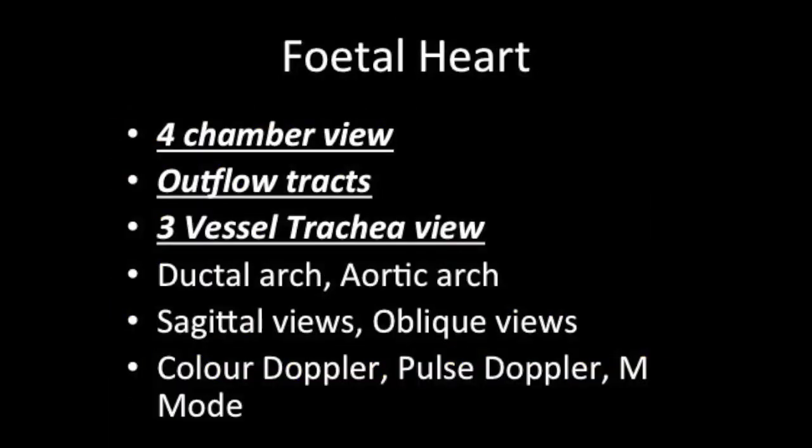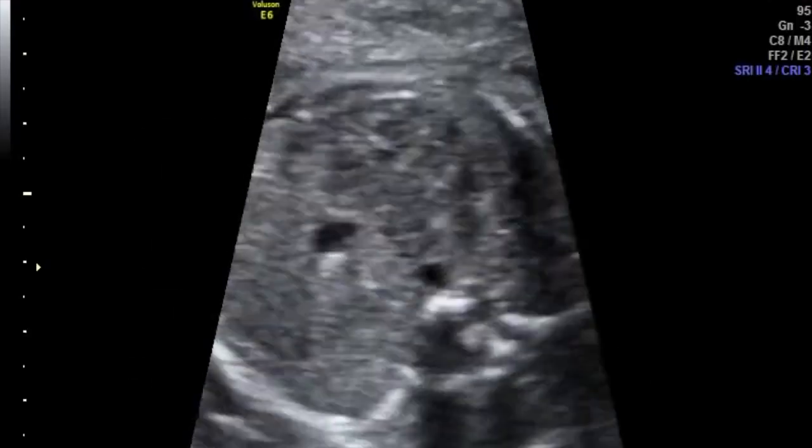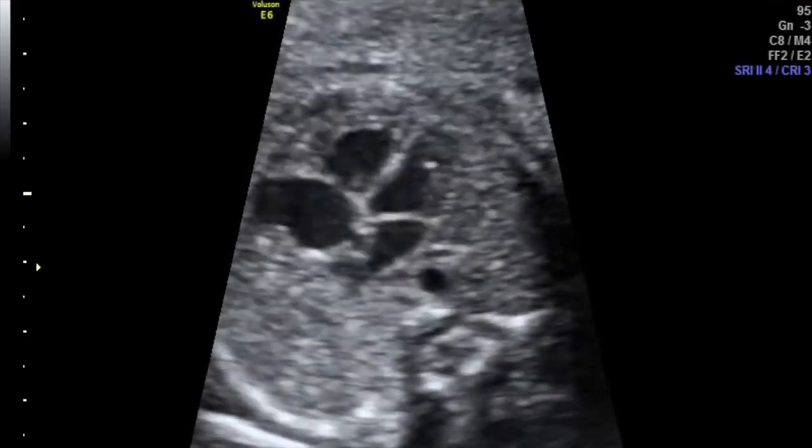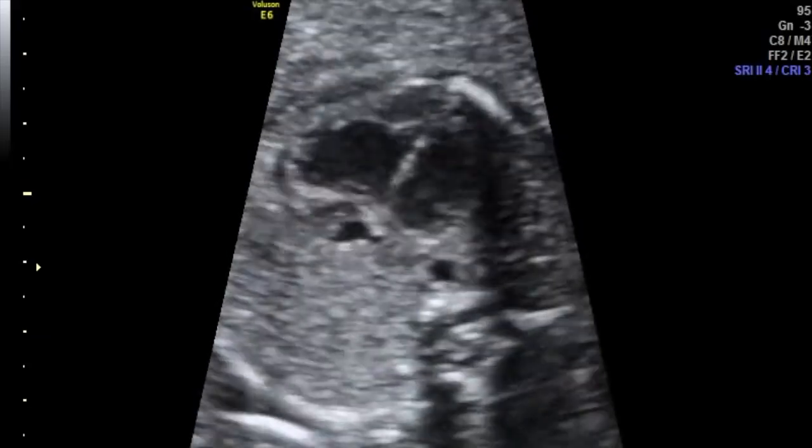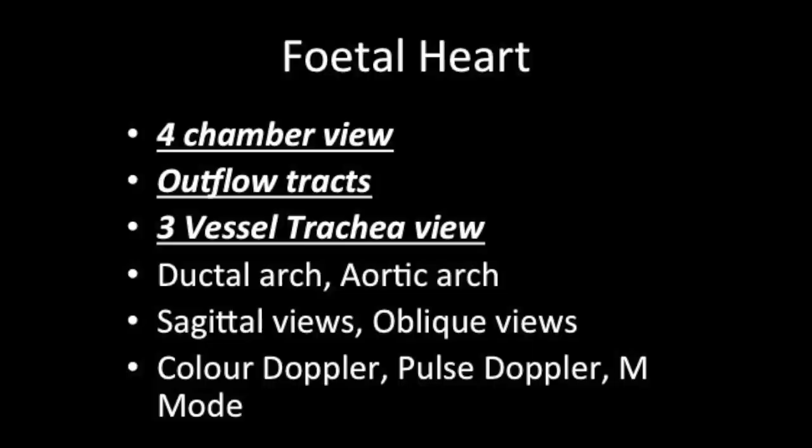So how do we analyze the fetal heart during the anomaly scan? The most important views are the four-chamber view, the outflow tracts, and the three-vessel trachea view. Of course, there are other views like the ductal arch view and the aortic arch view. There are sagittal views, oblique views, and color Doppler, pulse Doppler, and M mode are also helpful. But mainly, we will look at the four-chamber view, the outflow tracts, and the three-vessel trachea view in these tutorials.